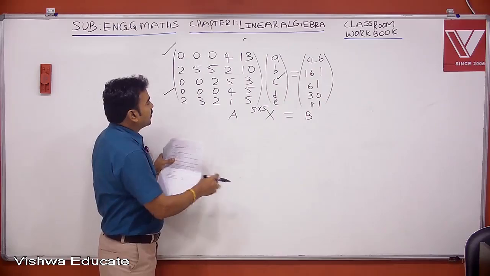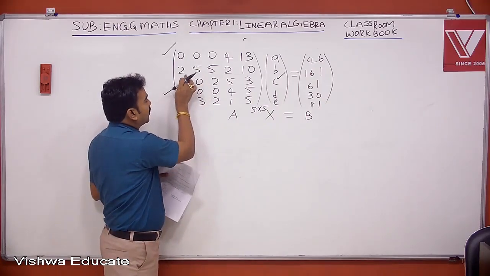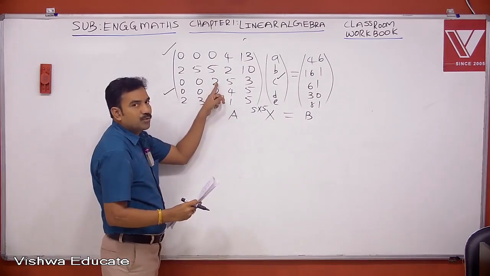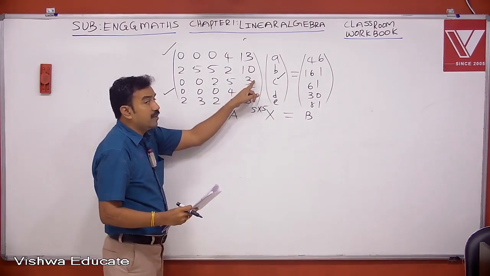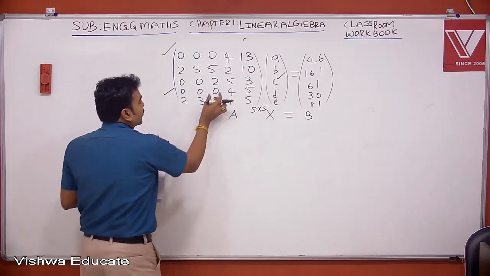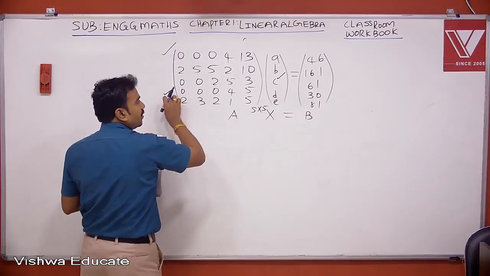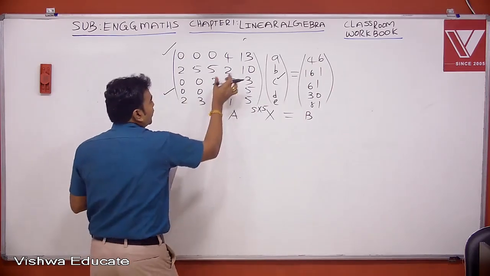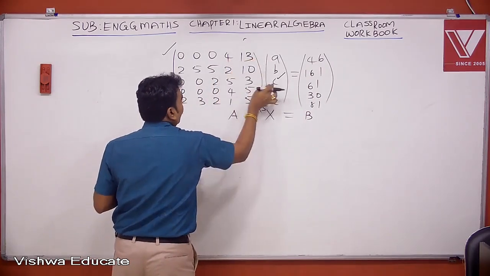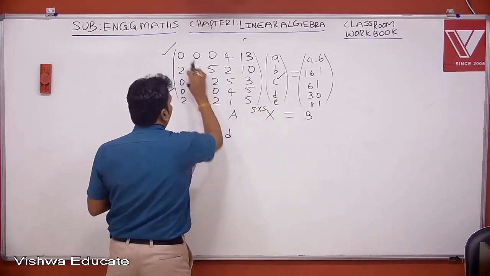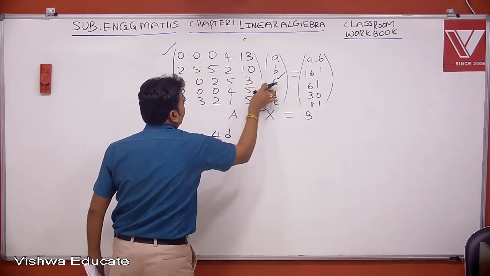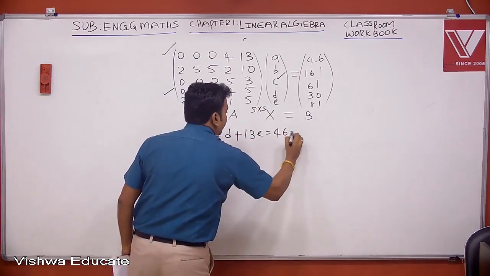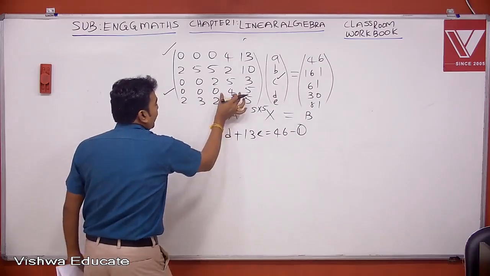because you can see in the third row, this is the coefficient of A generally. So this is related to the B variable and this is related to C. This is related to D and this will be related to E. Therefore, let us apply this row and this row, so that I can get the D value and E value. So when you expand the first row, what you get is 0A plus 0B plus 0C plus 4D, so 4D plus 13E equal to 46. This is one equation.